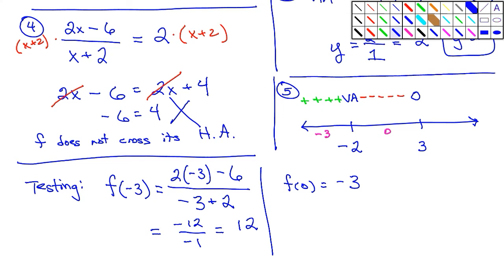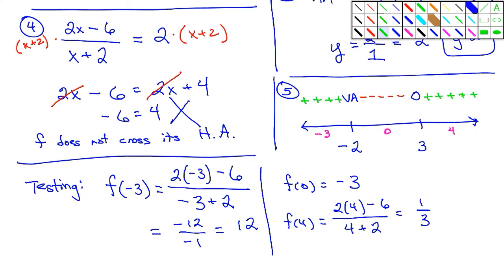And finally, let's pick a value between 3 and infinity. I will pick 4. Now we test f of 4. We get (2 times 4 minus 6) over (4 plus 2). That would be 1/3. But that's positive, and so we'll put positive symbols up here.